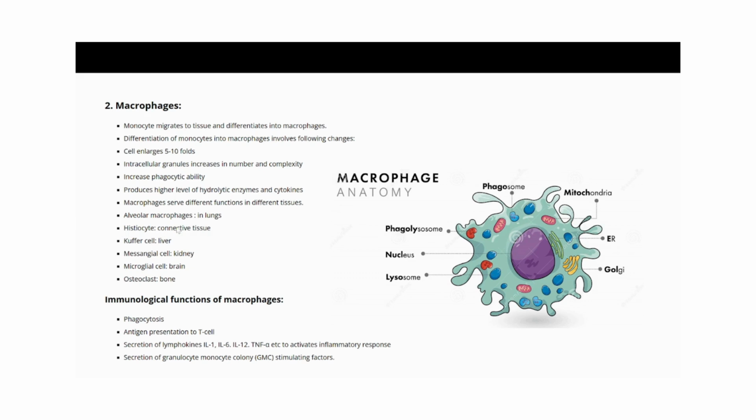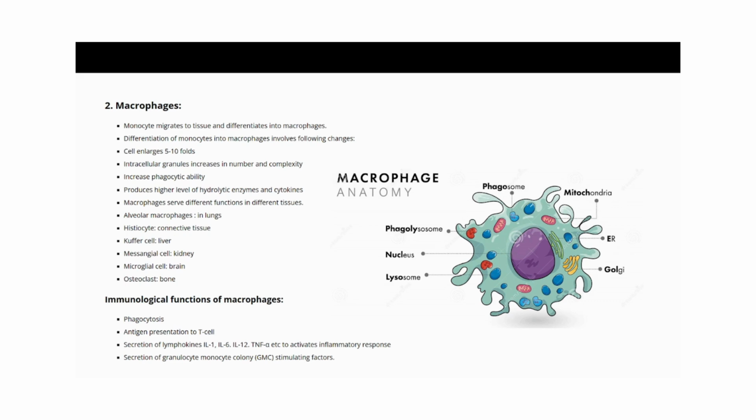For example, in lungs, the macrophages are called alveolar macrophages, and in liver, these cells are known as Kupffer cells. For example, in bones, we can call these macrophages osteoclasts. So what are the major functions of these macrophages? The first major function is phagocytosis. Second, they can present antigen to different cells, different lymphocytes, for example T cells.